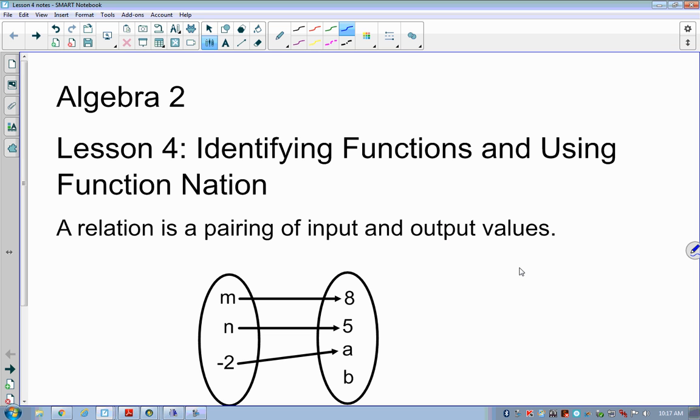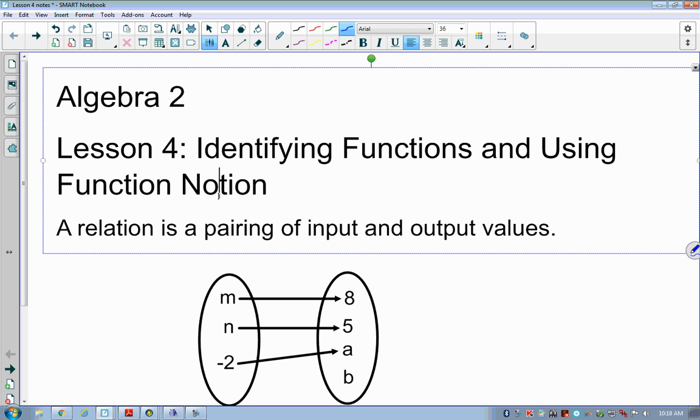Algebra 2, Lesson 4, we're going to be talking about identifying functions and using function notation. Okay, let's see. So we're going to be talking about things in terms of X and Y values and data sets. A relation is a pairing of input and output values.